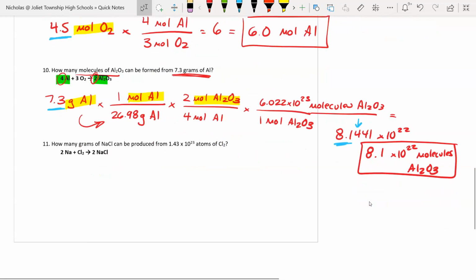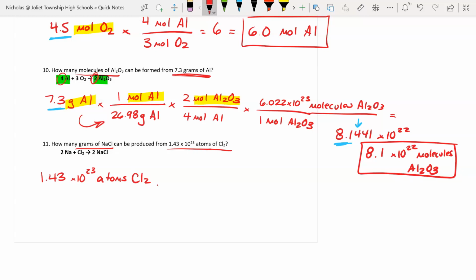Perfect. Last one. So in the last question, we are given that we have atoms of chlorine, and we want to go to grams of sodium chloride. So we're going to go ahead and start with our given, which is 1.43 times 10 to the 23rd atoms of chlorine. To go from atoms to moles, we need to use Avogadro's number. And since our given has the atoms here, we need to put that down here.